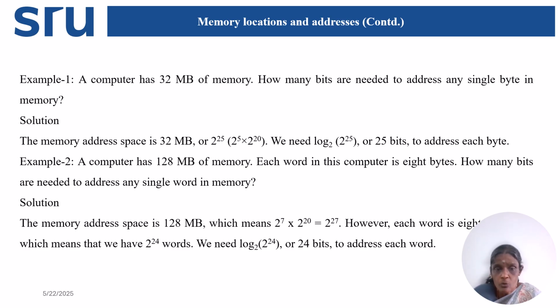So here we got 25 bits, here we get 24 bits. So how to split in terms of 2 powers? That is the matter here. So here 2 power 25, here 2 power 24, that's all.